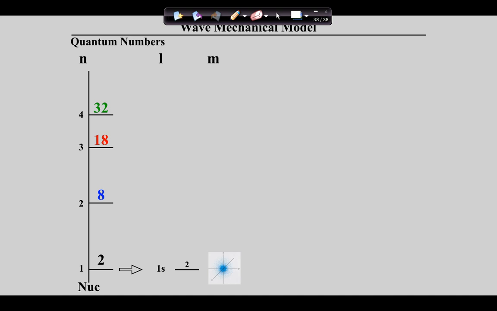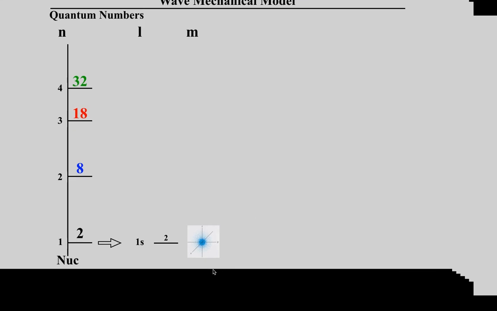Then when we talk about orbitals, an orbital is the space that is occupied by 2 electrons. So these 2 electrons in the 1s sublevel only need 1 orbital to house them, and that 1 orbital happens to be a spherical orbital. And so the first energy level contains 1 sublevel. It's an S sublevel. That S sublevel contains 1 orbital.